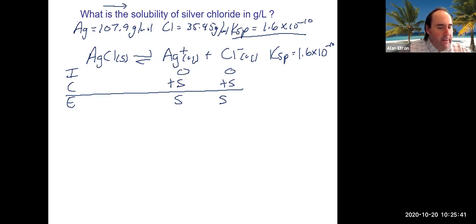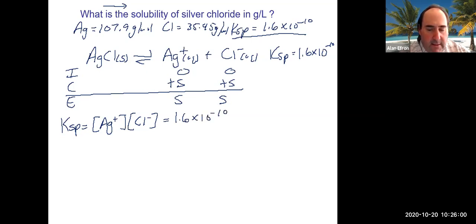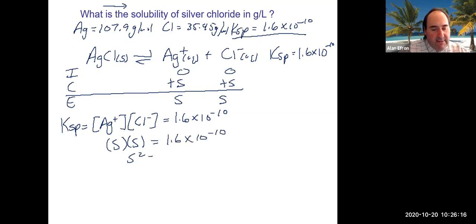So we are going to put this into our KSP expression, which should be our products over our reactants. But much like most of these, our reactants are solid, so it ends up being just our products. And that would equal the value that was given to us, 1.6 times 10 to the minus 10. At this point, like normal, we're going to put our equilibrium line into here. That gives us S times S is equal to 1.6 times 10 to the minus 10, so S squared is equal to 1.6 times 10 to the minus 10.